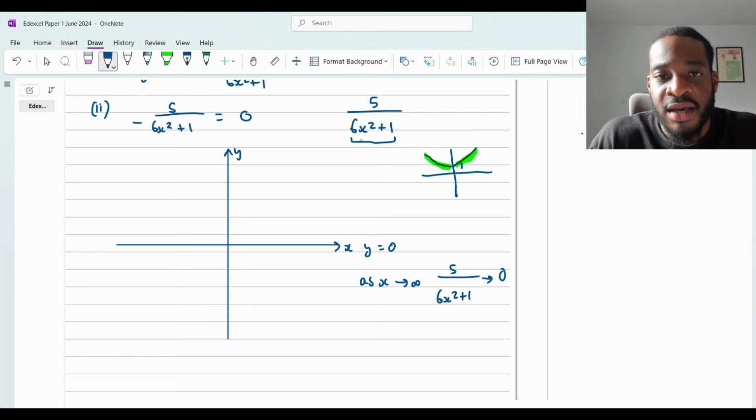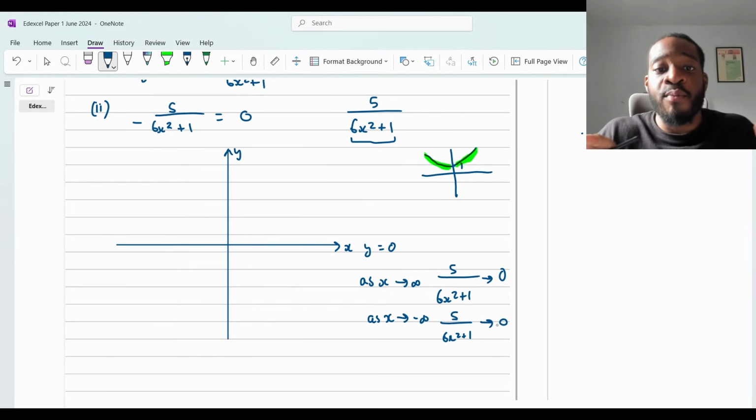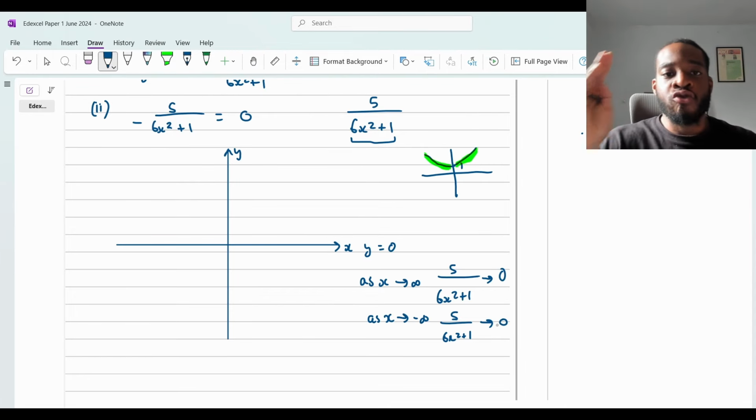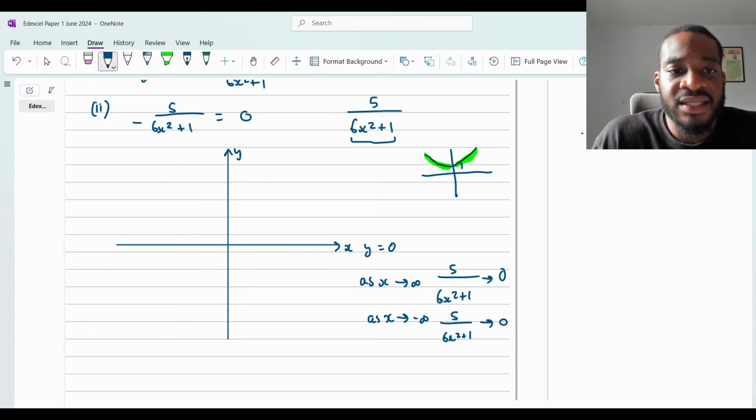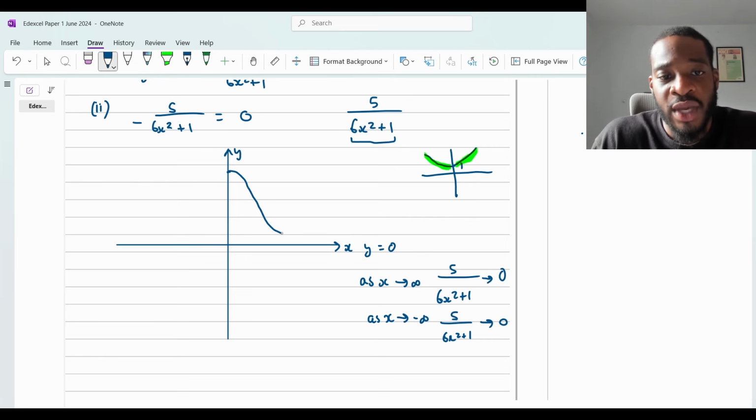Right? Because I'm squaring the input, it will be the exact same for negative infinity as well. As x tends to negative infinity, 5 over 6x squared plus 1 will also tend to 0. So in both directions, as x gets big and as x gets very negative, the graph will tend to 0, which means, technically speaking, the graph is going to be symmetrical. It's going to start at a maximum value and then work its way down. Not until we get to 0, because we'll never get there, but it's going to get very close.